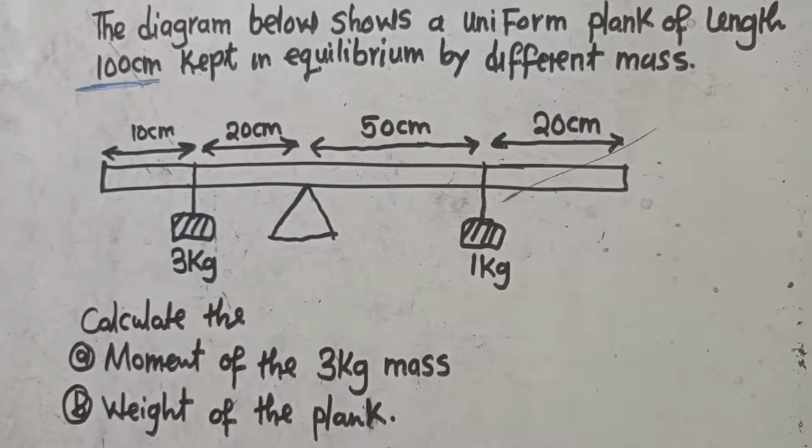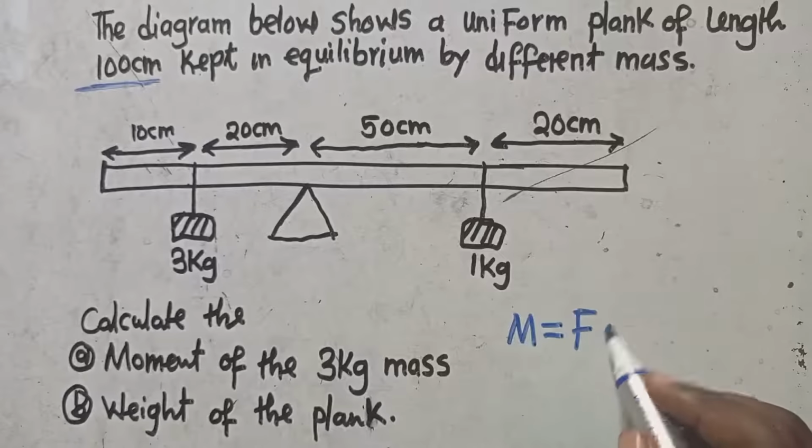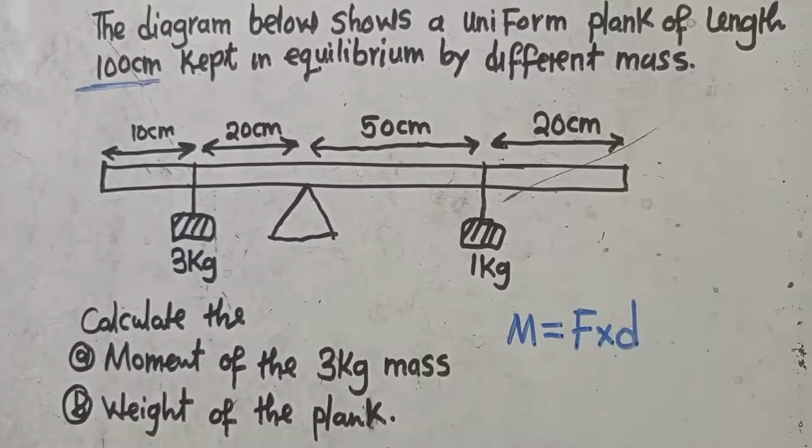These are the first questions that we are going to start with. Calculate the moment of the 3 kg mass. They want you to calculate moment. I told you in my lesson 1 that moment is the turning effect of a force. The turning effect of a force can be calculated by using the formula moment is equal to force multiplied by distance. You need to know that the force and the distance should be perpendicular to the force.